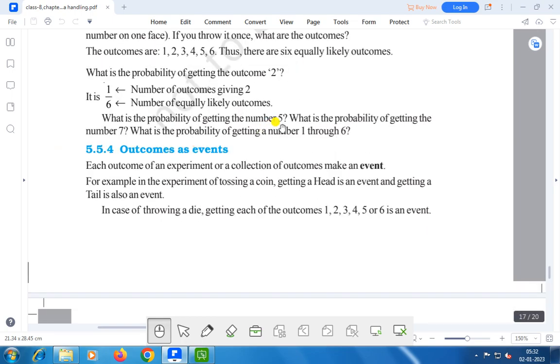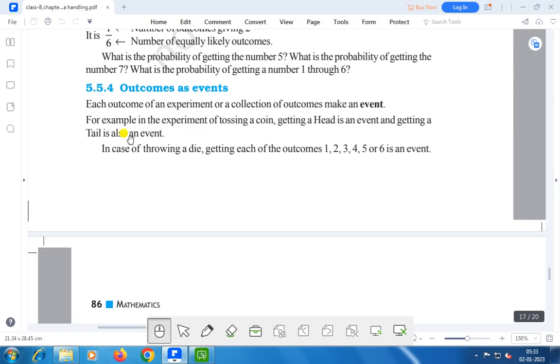What is the probability of getting the number 5? What is the probability of getting the number 7? What is the probability of getting the number 1 through 6? All is 1 by 6.